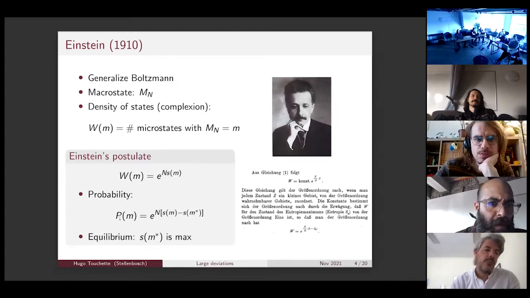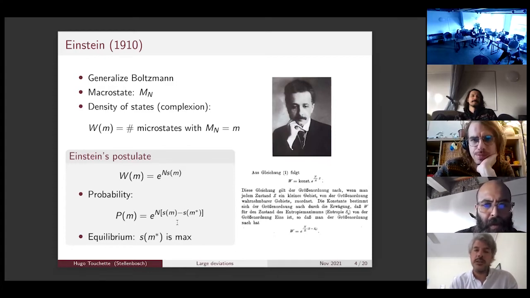In particular, you get a probability distribution for the macro state, and then the equilibrium state, so the most probable macro state, will be the one maximizing the entropy. So you recover already something that was known from Boltzmann. And moreover, if you look at the expansion around the equilibrium, then you also get heat capacity factors related to the second derivative. So there's a lot actually in that postulate, but here you're trying to generalize this idea that probabilities are exponential and the exponent is the entropy. So that's the excerpt from Einstein's paper.